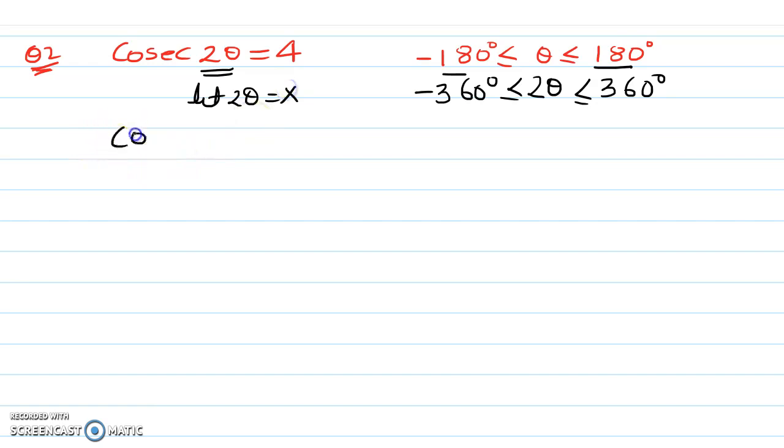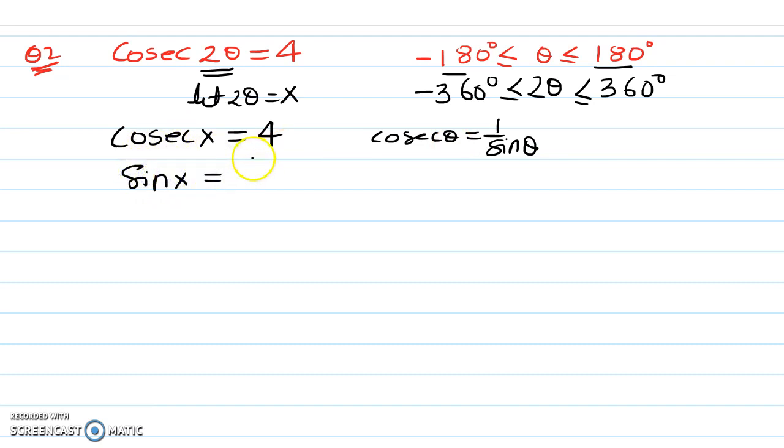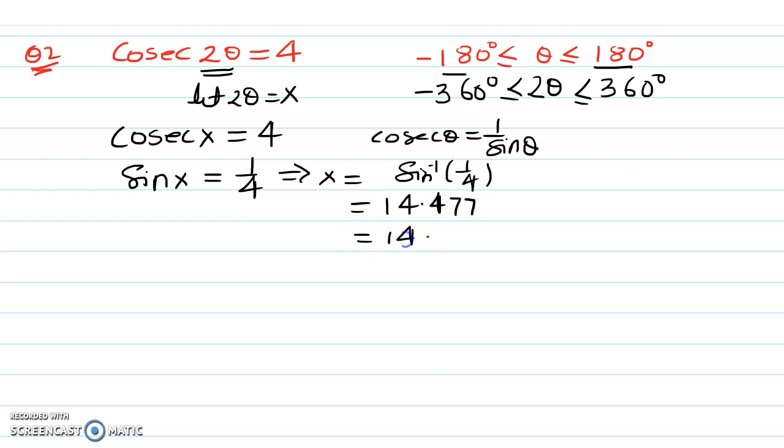So we have got cosec x is 4, and if you take the reciprocal of both sides, because cosec theta is 1 upon sine theta, it will be sine x. Sine x will be 1 over 4, and this gives you x is equal to sine inverse 1 over 4. Pick up your calculator. If you put sine inverse 1 over 4, it comes 14.477, which you can round off to 14.48.